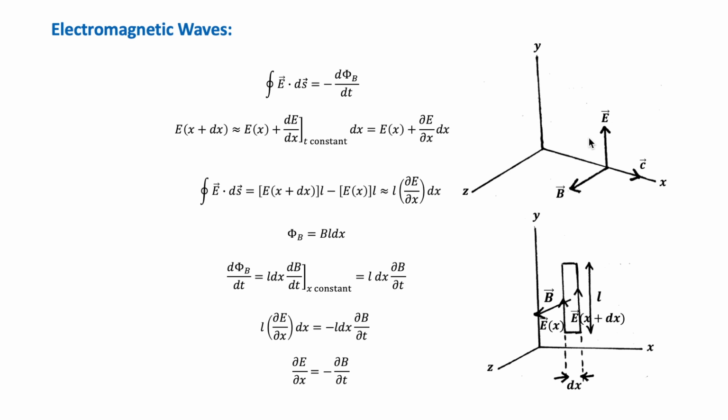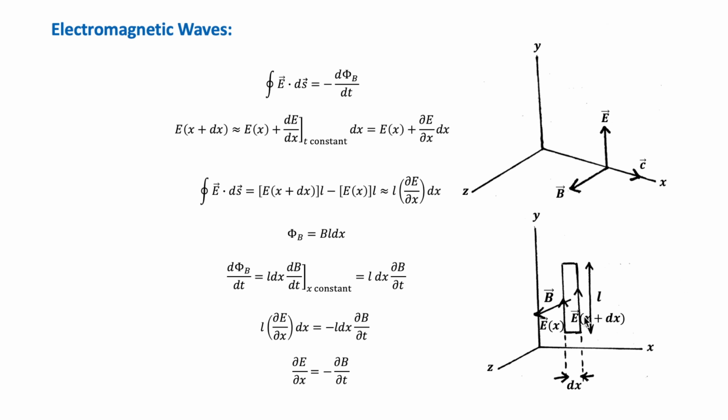So using Faraday's law, we have the closed integral of E dot ds equal to minus dΦ_B over dt. Let's consider a rectangle of width dx and height L in the xy plane. We want to evaluate the line integral of E dot ds in the counterclockwise direction at the instant of time when the wave is passing through this rectangle, okay? The integral for the top and bottom of the rectangle is 0 because E is perpendicular to ds here.